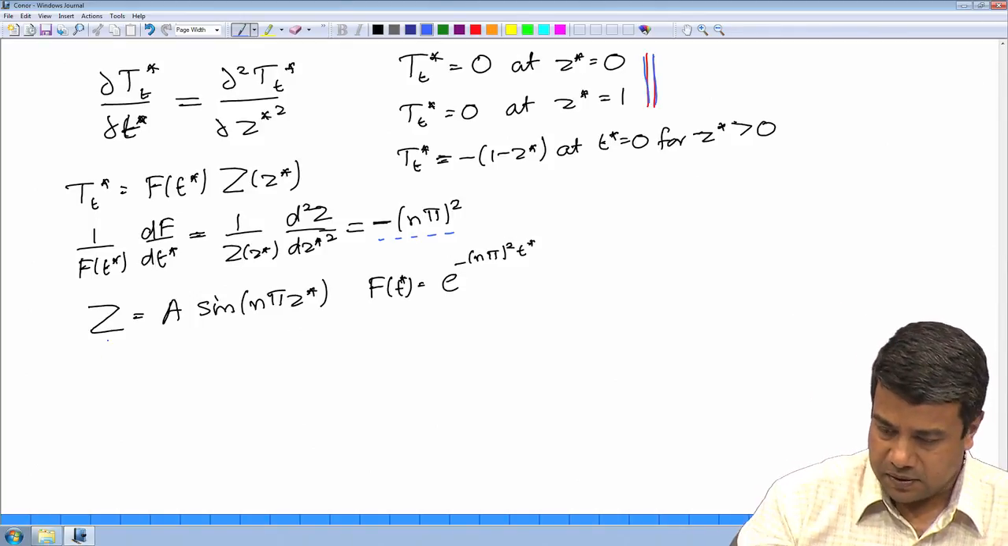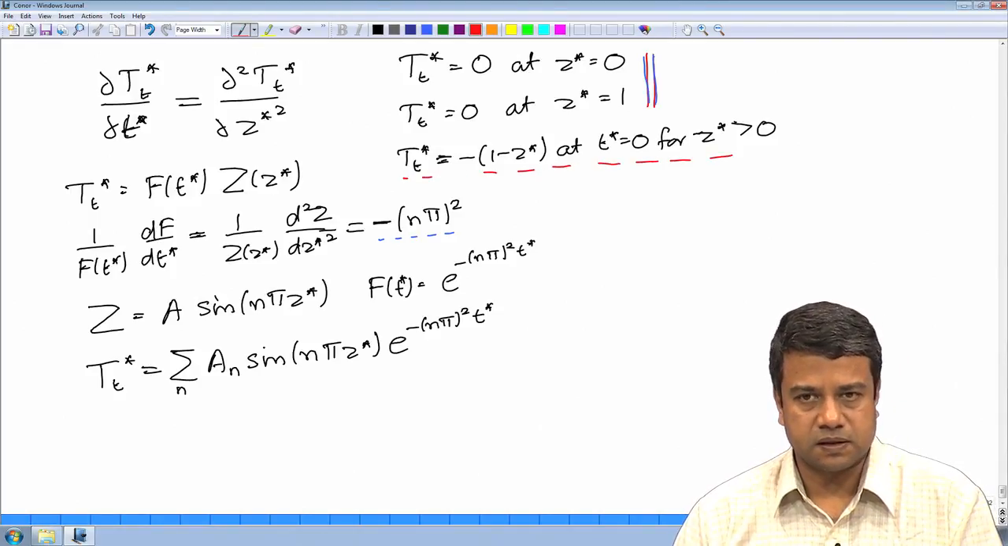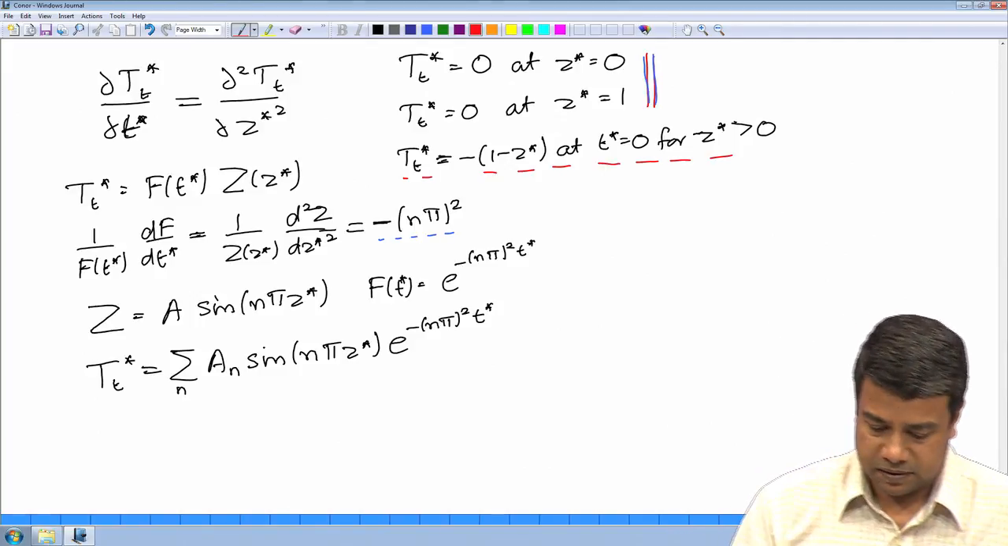So, the total equation for the temperature was of the form that. That was the total equation for the temperature, and these coefficients now had to be evaluated from this initial condition. And how did we evaluate it? Using what are called orthogonality relations.